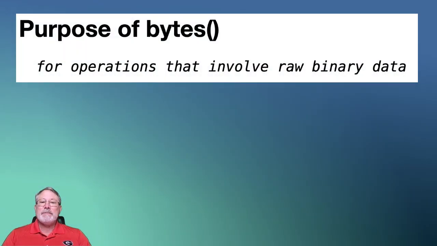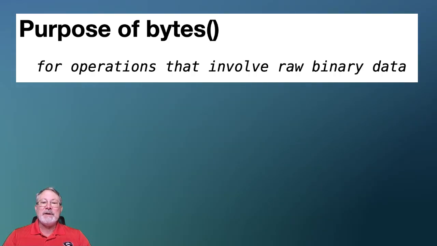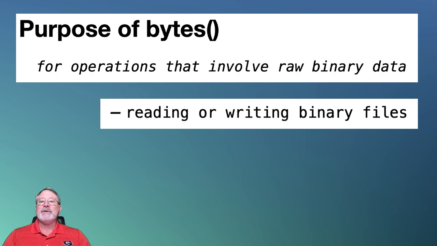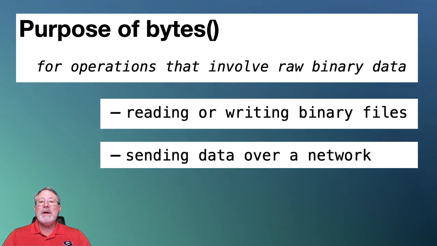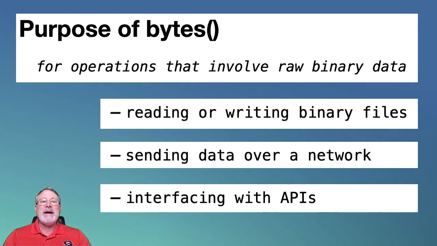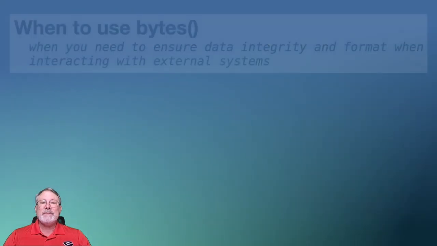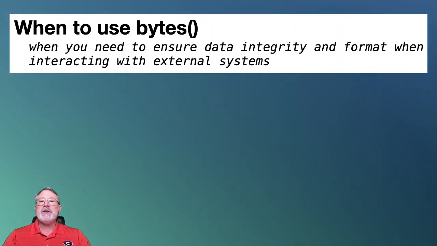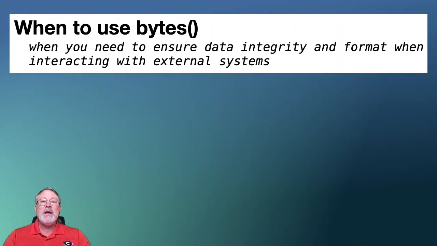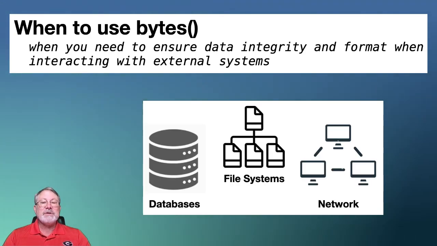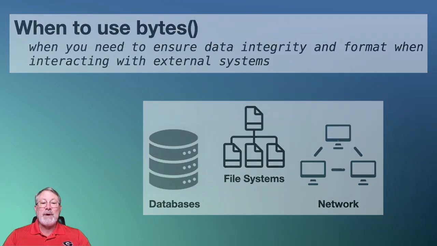Why use bytes? This function is indispensable for operations that involve raw binary data. It's used extensively in reading or writing binary files, sending data over a network, and interfacing with APIs that require binary formats. The bytes function is particularly valuable when you need to ensure data integrity and format when interacting with external systems, such as databases, file systems, or network services that do not process raw strings directly.